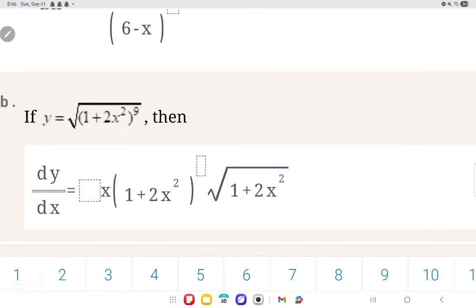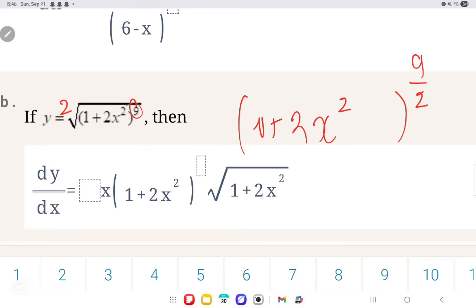Now, they want us to solve this. So very simply, we're going to take it as an exponent. So (1 + 2x²) to the power of 9 over 2. We always do inside over outside. Now, what are we going to do? We're going to take the derivative.